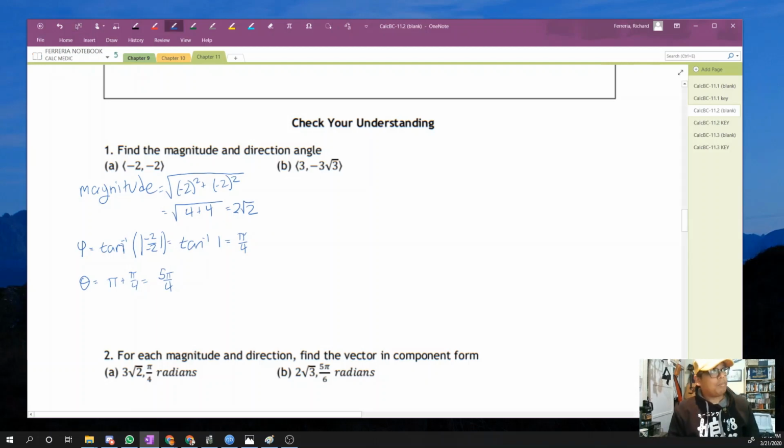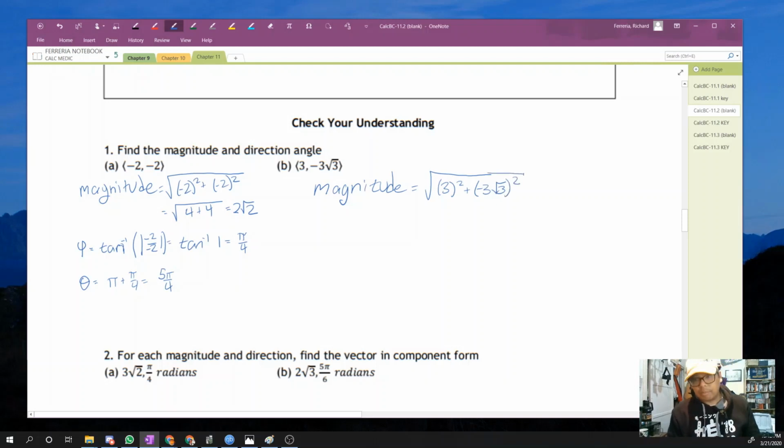Letter B puts us at negative 3 root 3 for our vector. Magnitude, let's start with that. For some reason, I think that's the easier of the two. Magnitude is equal to the square root of the x component squared, so the square root of 3 squared plus the y component squared.